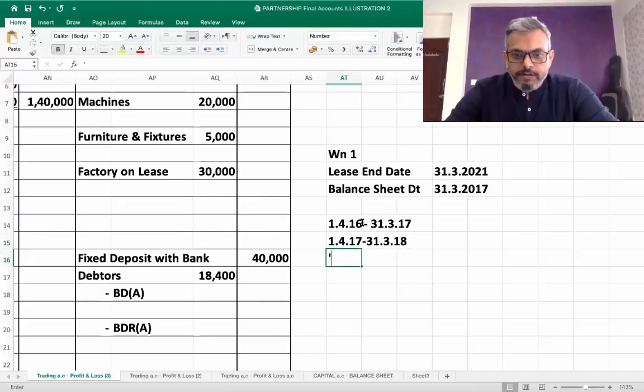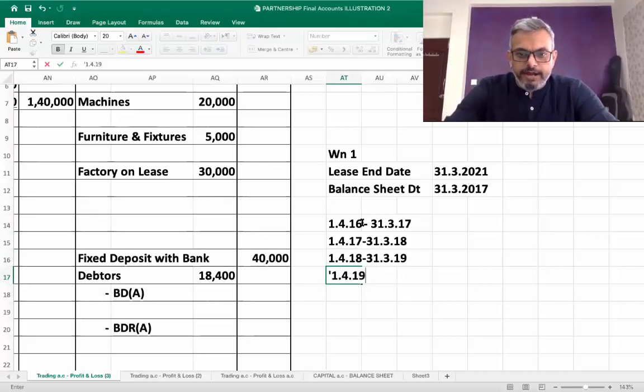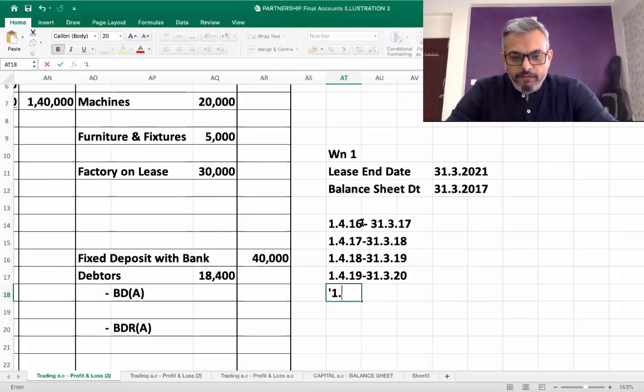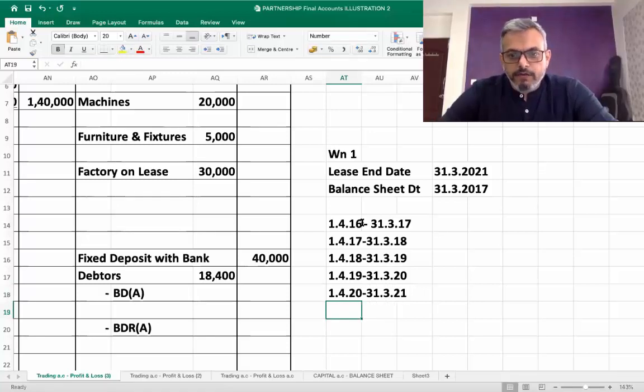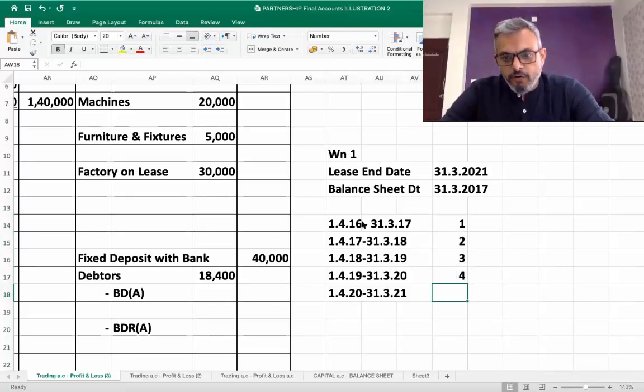(31/3/2018). Then next year 1/4/2018 to 31/3/2019. 1/4/2019 to 31/3/2020 and 1/4/2020 to 31/3/2021. So we started from 1/4/2016. It ended on 31/3/2021. So year 1, 2, 3, 4 and 5.